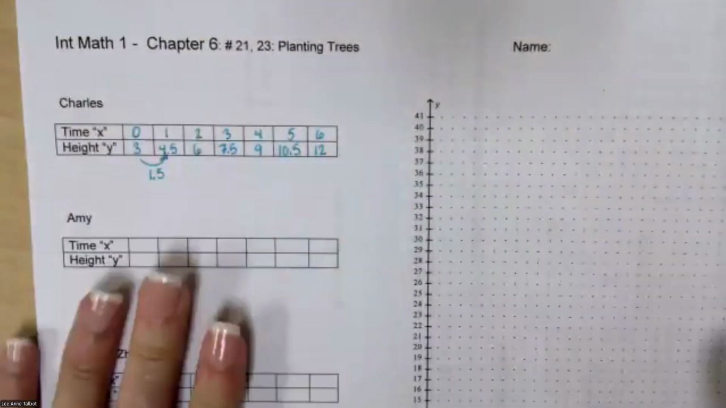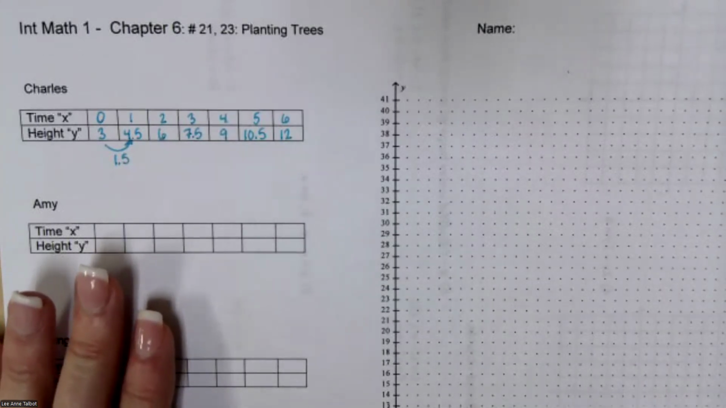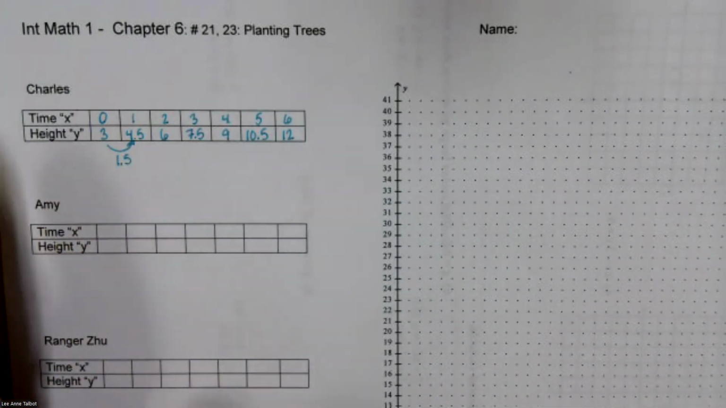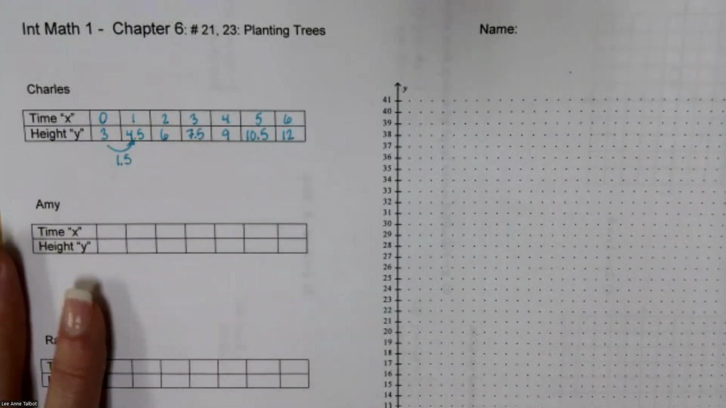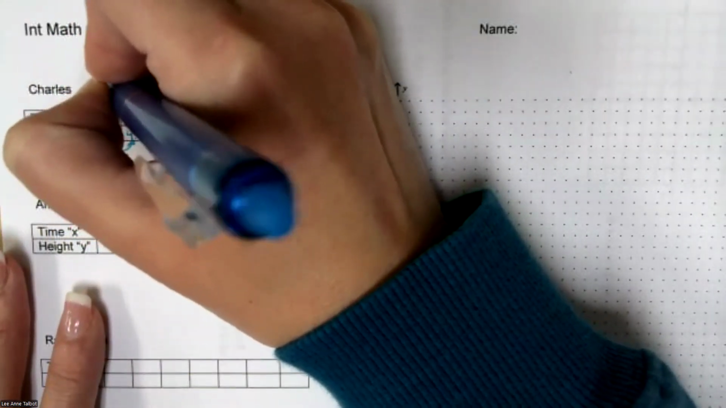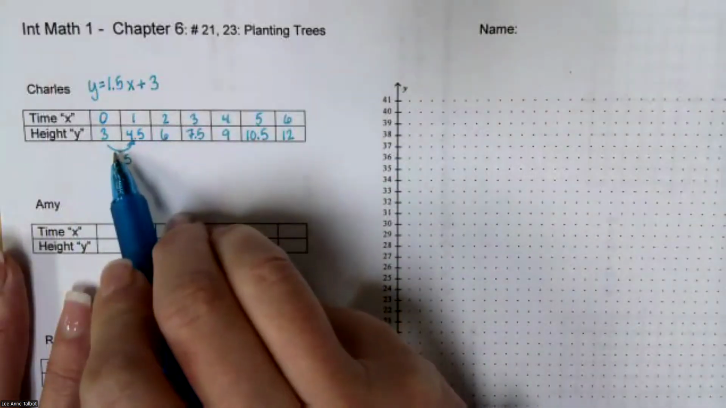Anyone see any flaws in my counting? Because it's totally possible. You're saying I did it right? Your lack of speaking up means I did it correctly. Excellent. Okay, now we're gonna plot these points, but what is Charles' equation? Yes, Landon? Y equals 1.5x plus 3. Correct. Y equals 1.5x plus 3. Beautiful. The 1.5 coming from the growth and the 3 coming from the start.